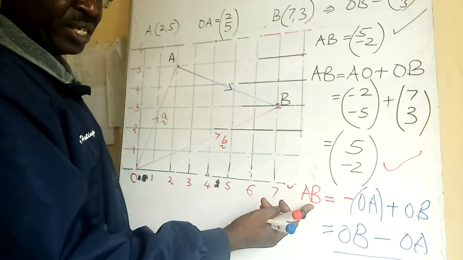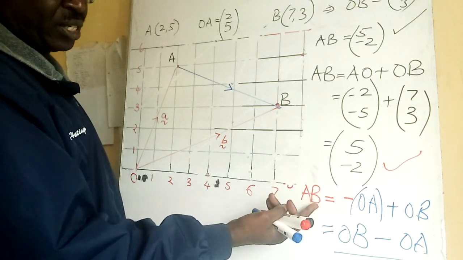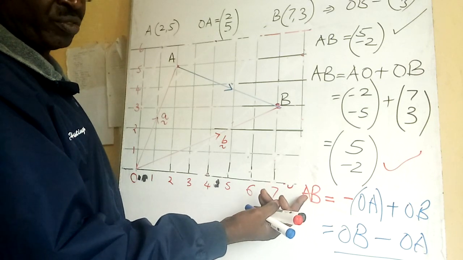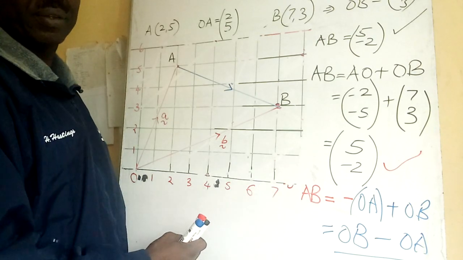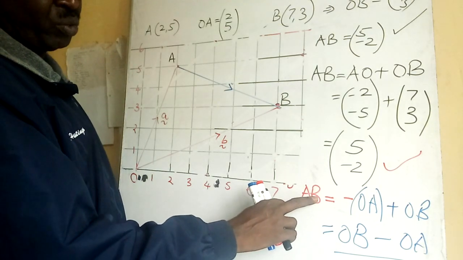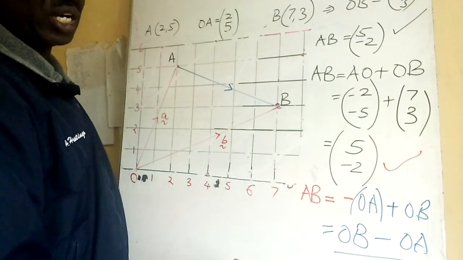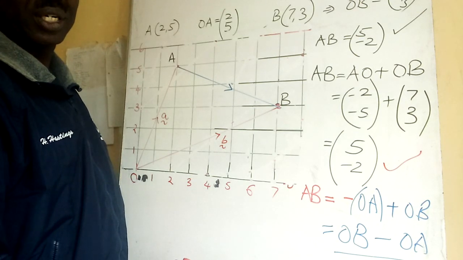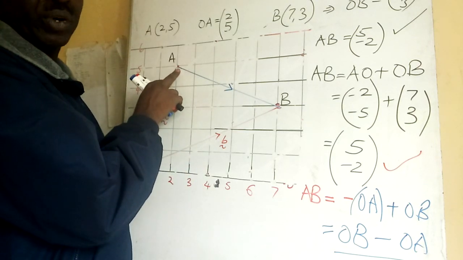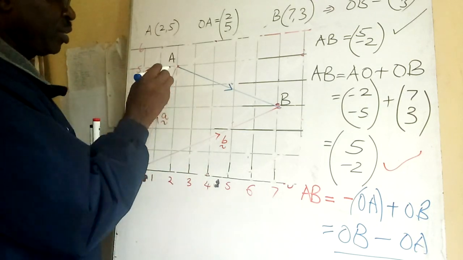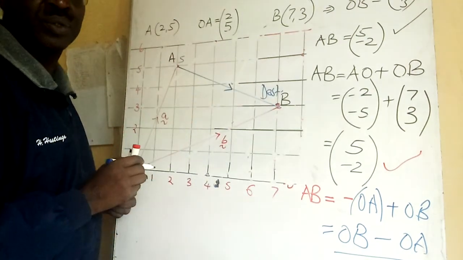That whenever I get subtraction, then the first position vector is subtracted from the second position vector. See? OB, where I was going. So destination, subtract starting point. Destination, subtract starting point. This is where I was to start my journey, and this was my destination.